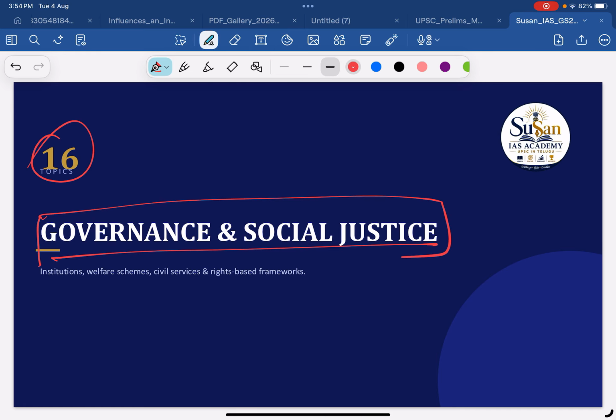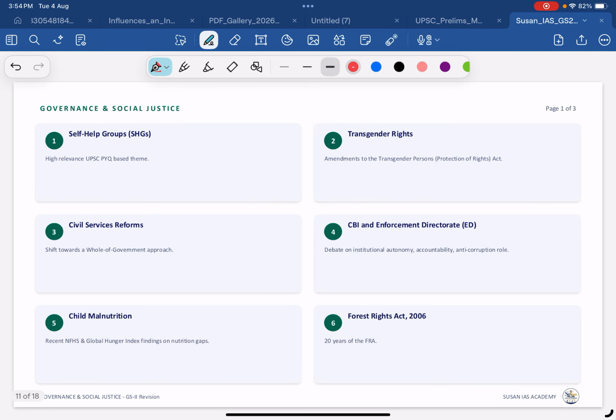So in this we are having 16 topics, right? The most important thing is self-help groups. This is a high relevance UPSC PYQ-based topic. It has been asked many times in UPSC, and even coaching institutes, while writing your mock tests, will ask these questions, right?